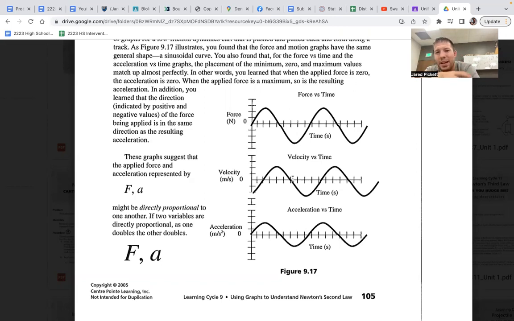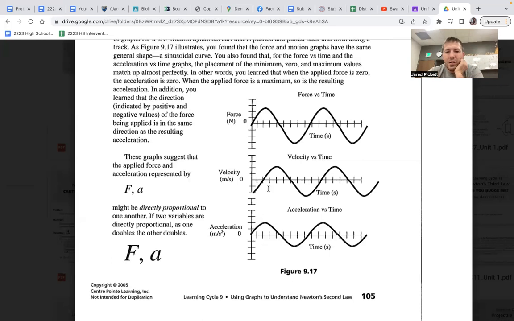Again, that seems counterintuitive, but you have to remember the motion of the object was back and forth. So when do you think you're going to have the most force acting on an object? It's when you have to start it and stop it, right? Right on the edges where your velocity is zero, where you have to apply the most force to start it up again.